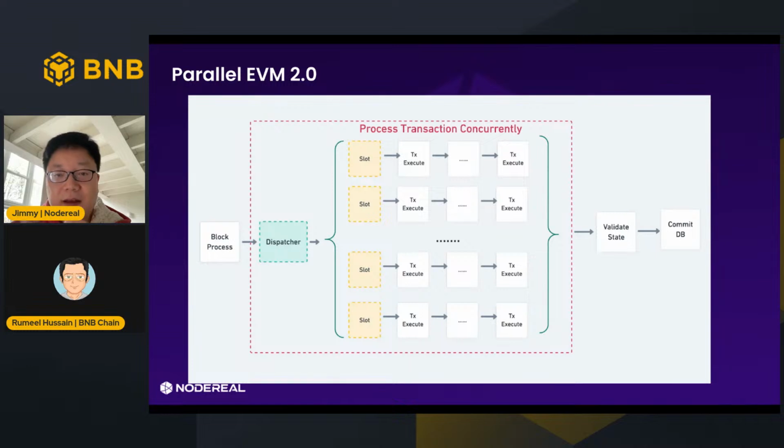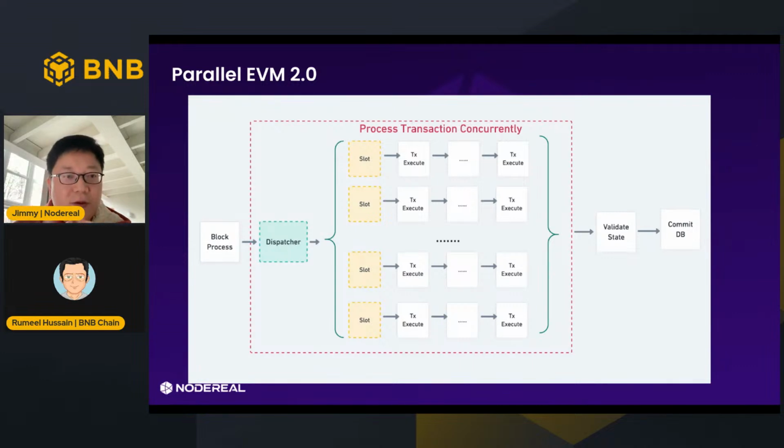So the dispatcher will handle the transactions, the transaction execution engine will execute them, and there is a conflict detection mechanism in the validation stage. If there's a conflict, for example, if two people send transactions with the same account, the conflict detection will find the problem, and some of the transactions will be re-executed before being committed to the database.